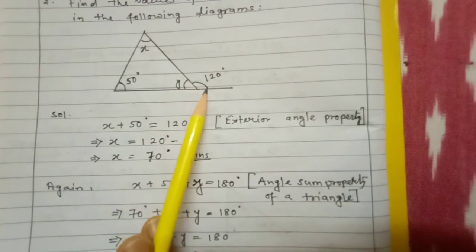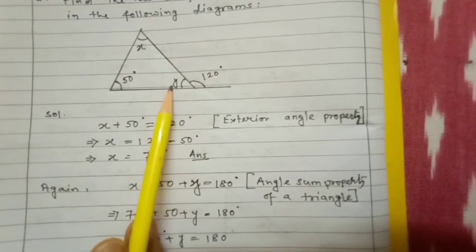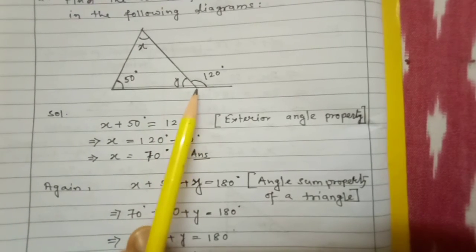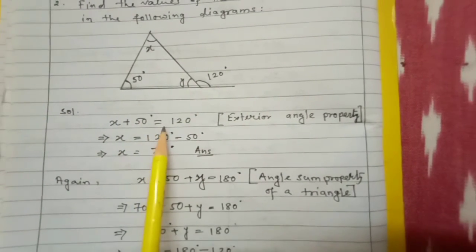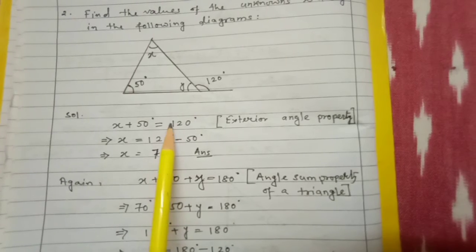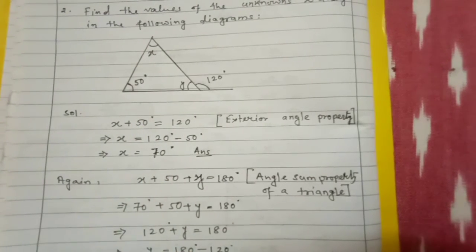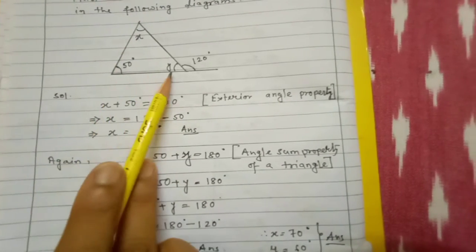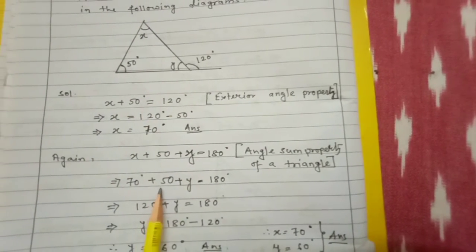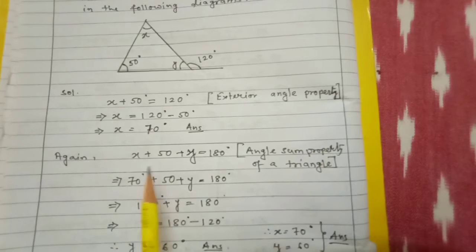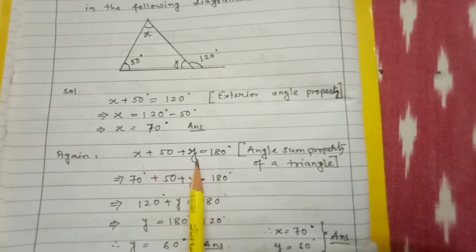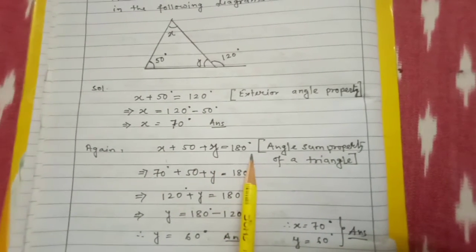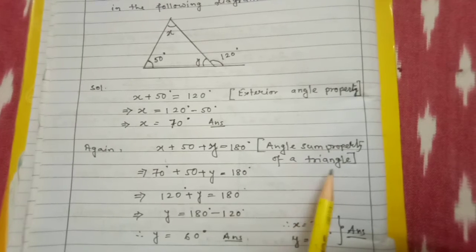So many ways are there to find it. We can find y by the straight angle property also. But as we are doing properties of triangle, we are using properties of triangle only. Now x plus 50 plus y is equal to 180 degree, angle sum property of a triangle.